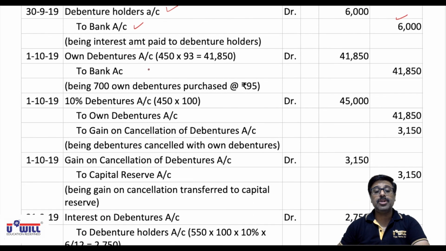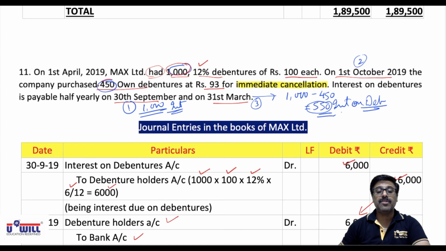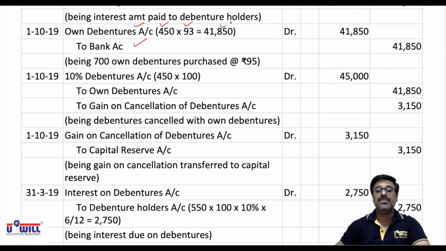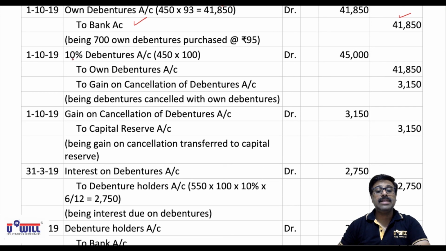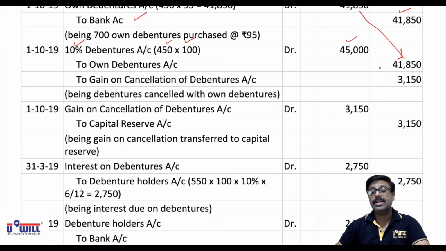Then on 1st October you buy back your own debentures. So own debentures to bank. Now it is given in the question 450 own debentures are purchased at 93 rupees. So 450 into 93, 41,850. Then existing 12% debentures account you will debit. So 450 debentures you have purchased for cancellation. 450 into 100 face value 45,000. This own debentures 41,850 you will reverse and credit. And since the difference of 3,150 remains in credit column, you will transfer to gain on cancellation of debentures account.